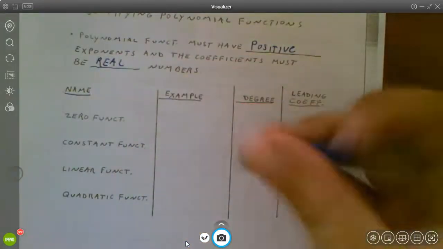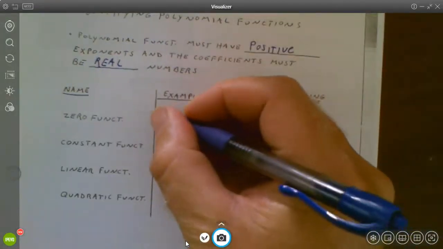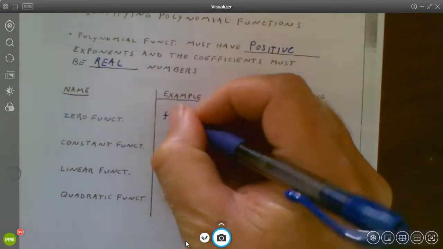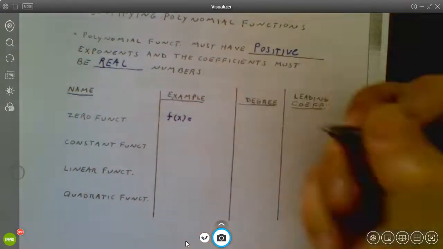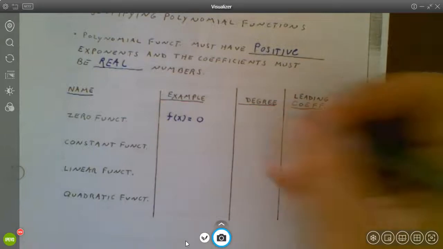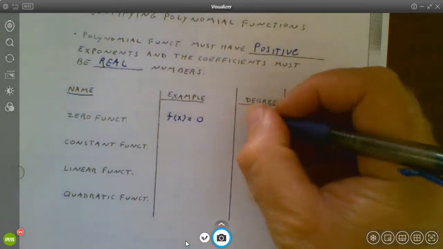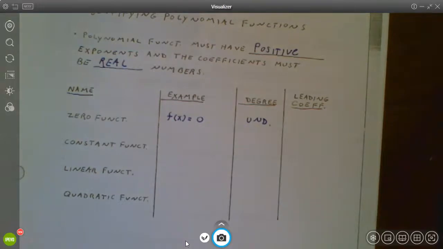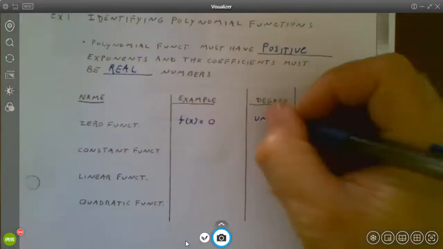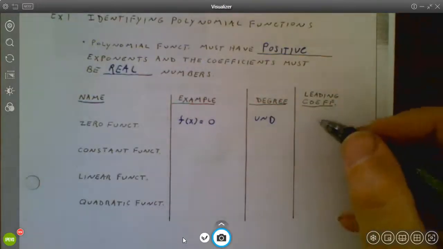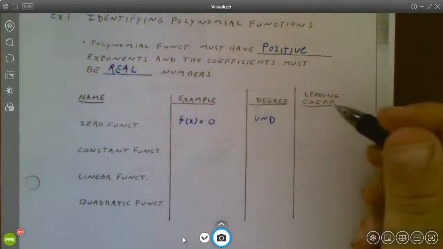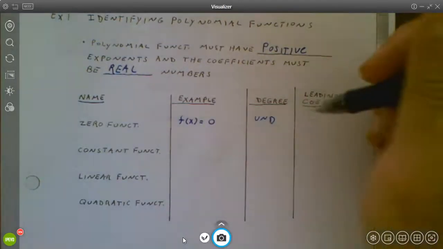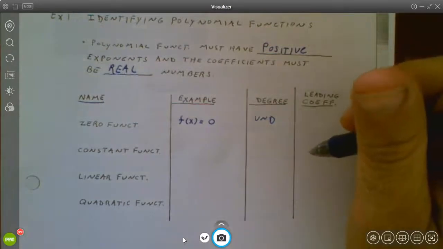So this was our f of x equals 0. And then again, they had an undefined degree as far as exponents go. The leading coefficient wouldn't exist. We're not going to fill out all the leading coefficients. The leading coefficient is just the value in front of x, the x with the highest exponent on it.